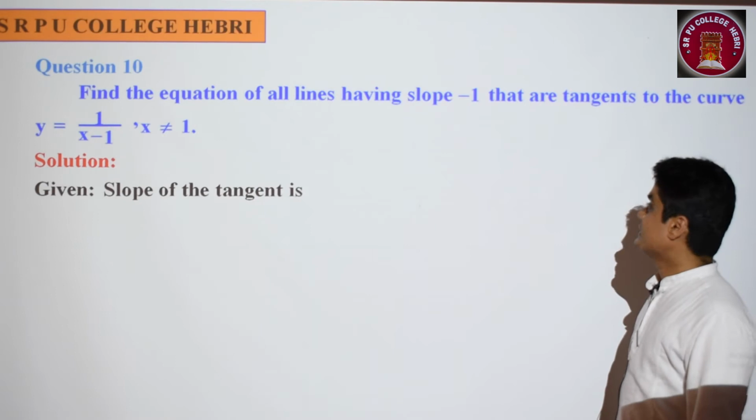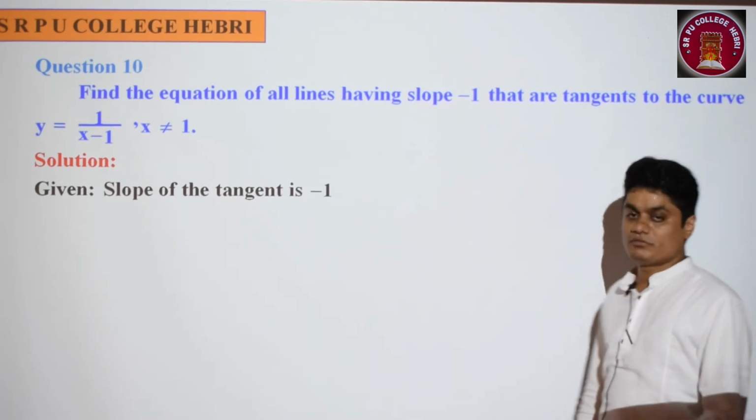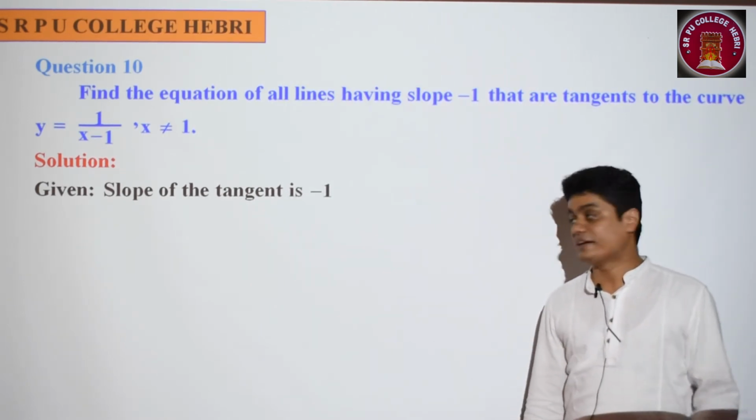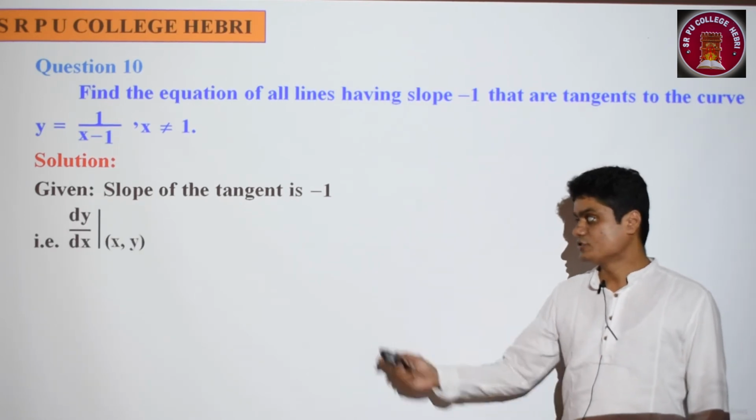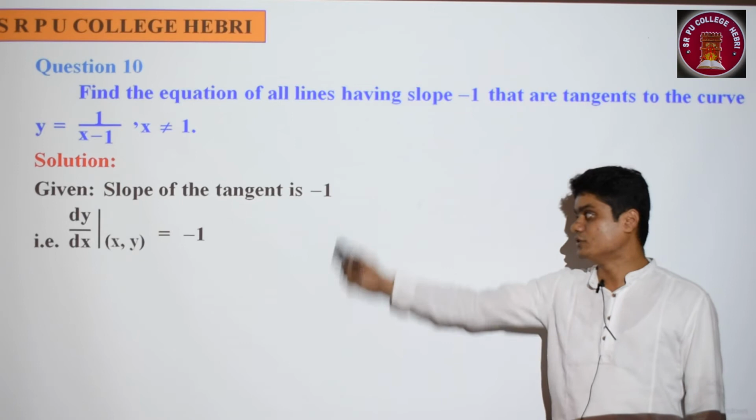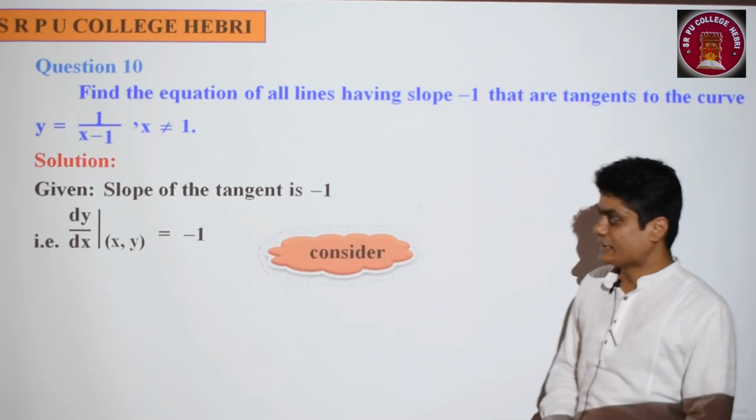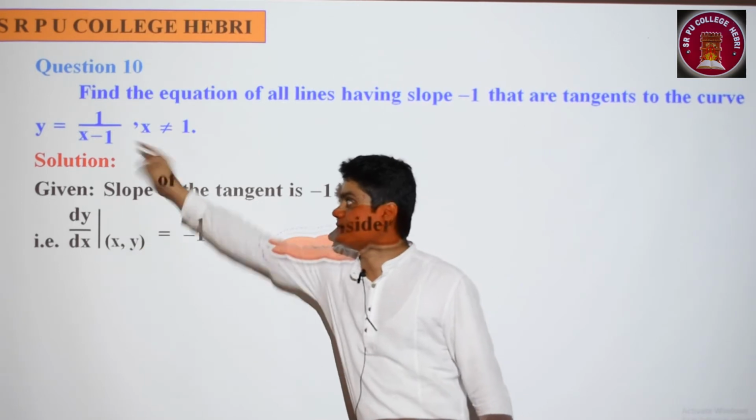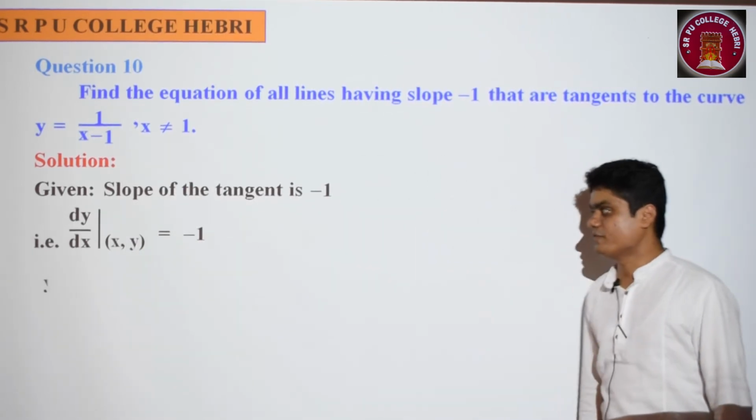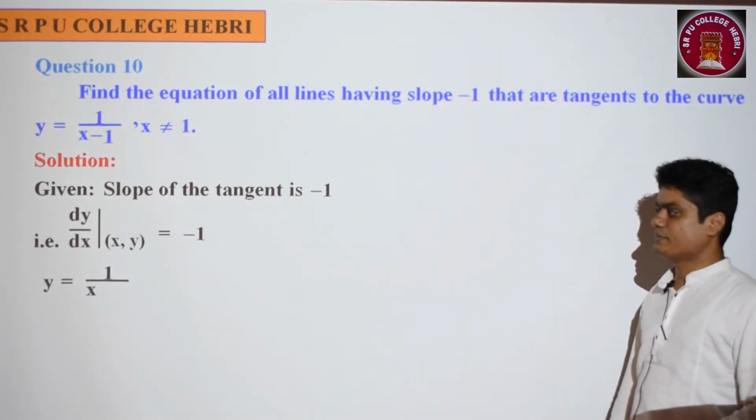What is given? The slope of the tangent is minus 1. What is the slope of the tangent? We know in terms of derivatives, dy by dx represents the slope of the tangent. So dy by dx must be equal to minus 1. So to equate with minus 1, we need dy by dx. How will you get dy by dx from y? So differentiate y. y is equal to 1 by x minus 1.